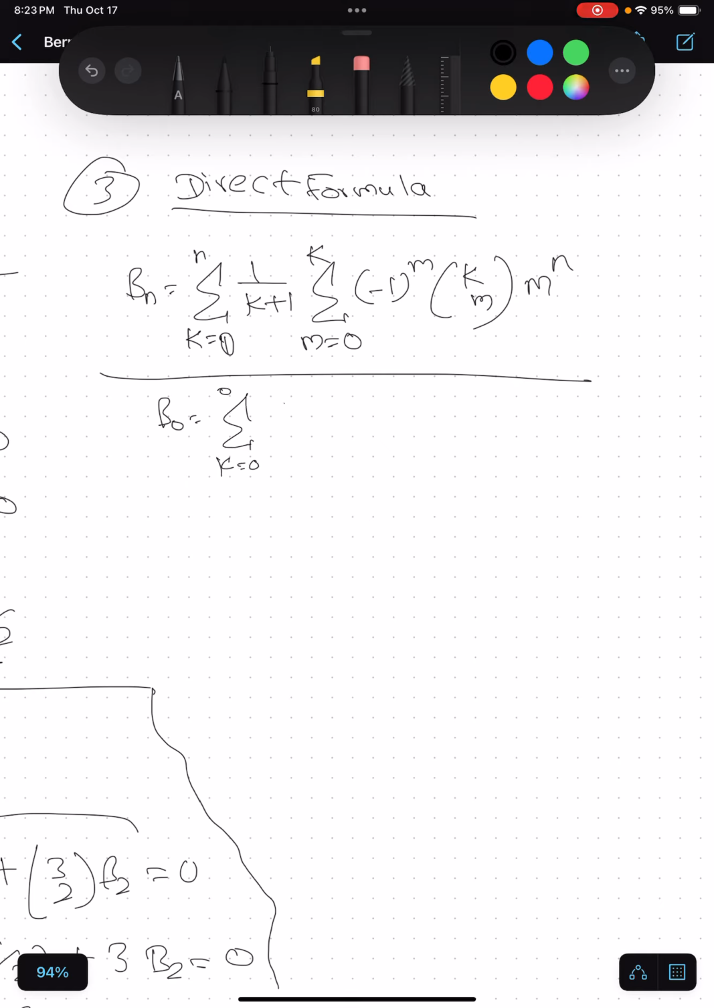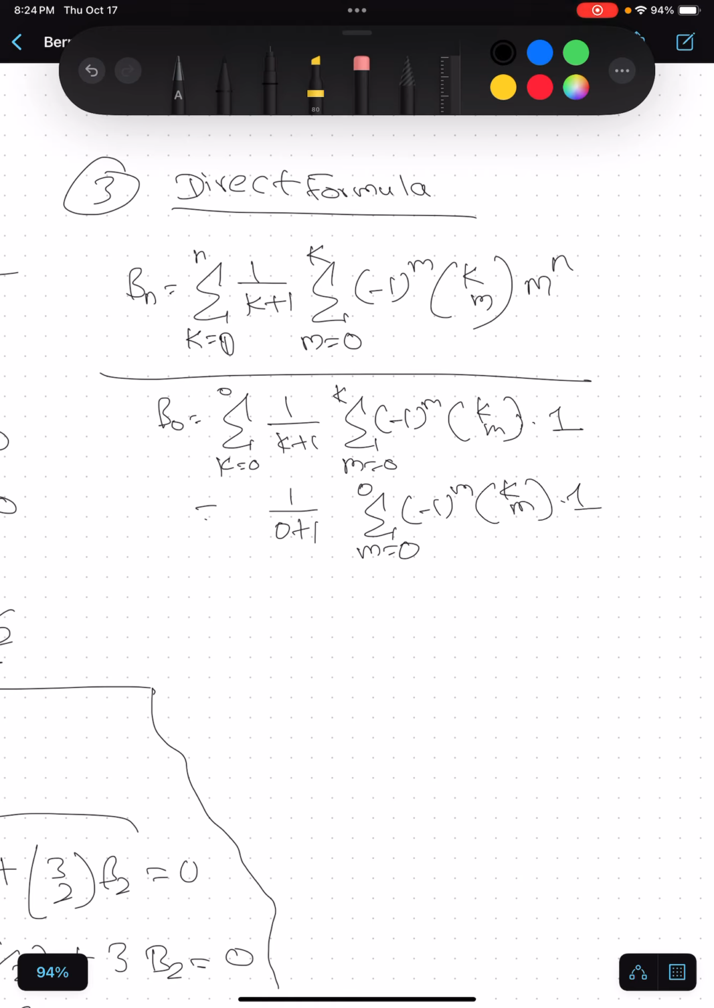That means the loop will be executed just once. m equals 0 to k, minus 1 to the power m, k choose m, to the power n. Now the loop will be executed only for the value of k as 0. So this is 1 by, okay, so over here, this is m to the power 0, so that goes to 1 directly. This will be 1 for this case because n is 0, right? Now this is 1 by 0 plus 1, and then the sum goes from m equals 0. So for the first loop, when k is 0, there's 0 over here, minus 1 to the power m, k choose m times 1. So this is 1 by 1.